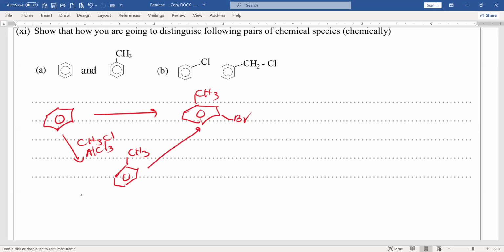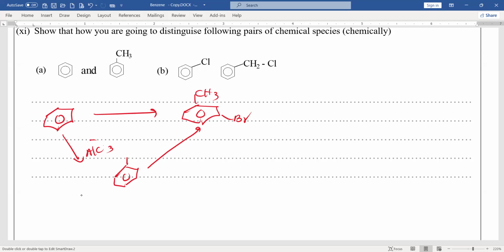Now we know that this group is ortho-para director, but we need it at the meta position. So then it will not work. Why? This can't direct the next group to the meta position. It can direct only to the ortho or para position. So that is not the way. Very simple.